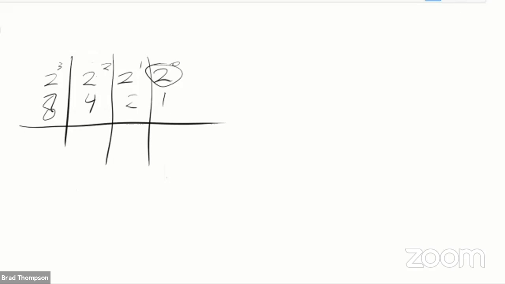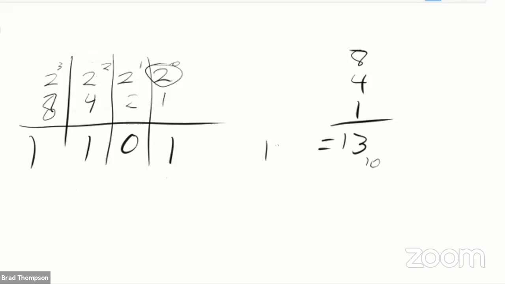Mix things here. So we have a number like 1101, and we want to convert that into decimal, or regular people counting, base 10. We've got 1, 1, no 2s, 1, 4, 1, 8. All right, 13 in base 10 is equal to 1101 in base 2.